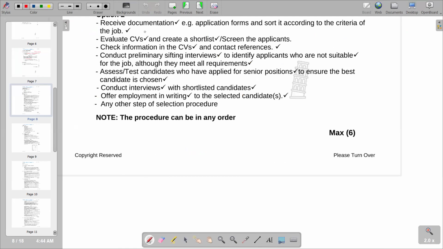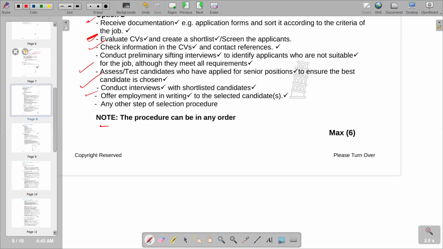The second point says evaluate applicants. Then the third one we could check: conduct preliminary sifting interviews for requirements, and then assess procedures to ensure the best candidates, and then offer employment in writing to the selected candidates. Any other step of the selection procedure that might be correct is also going to be considered. It doesn't mean you have to give your answer in the order given there. As long as we are giving the correct points, it's going to be marked correct. So this is what we have on this question.